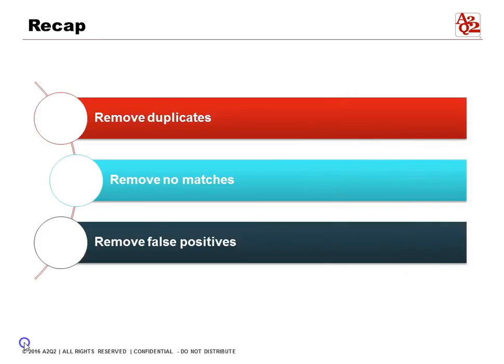So we've gone through a lot of steps, but let's recap. The basic high-level steps is we're removing duplicates, we're removing no matches, we're removing potential false positives so that we can come out with the final list of segregation of duty conflicts.